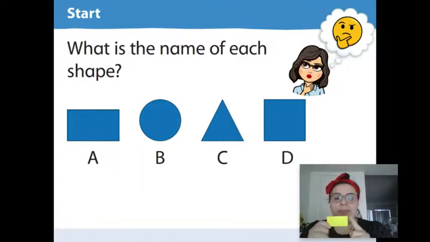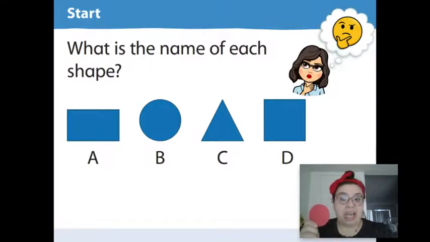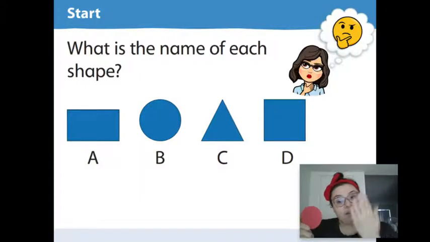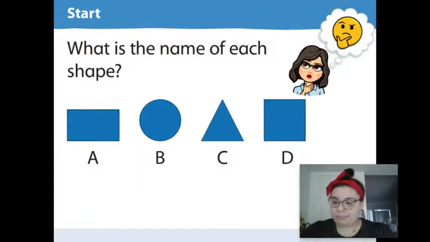And I notice that shape A has 1, 2, 3, 4 sides. But I notice that the sides are not equal. And we call this shape a rectangle. This is a rectangle. Okay, we have A. Let's look at B. What do you notice about B? I notice that B has no sides. It's what we call round. We call this a circle. Good. Let's look at C.